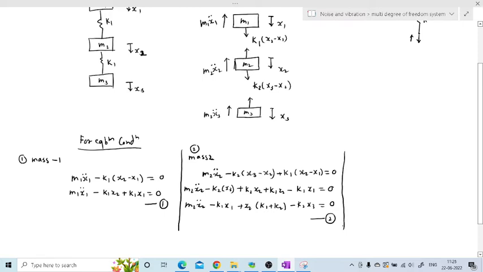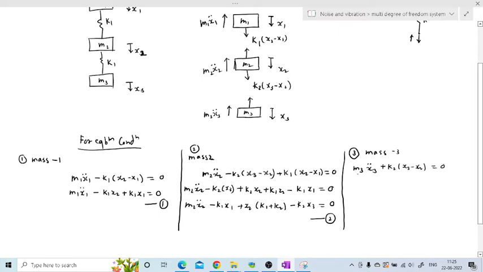Now similarly write for mass 3. So the third equation for mass 3. So I'll write for this mass 3, just see here, m3 x3 double dot, which is upward, and this upward force is positive, k2 times (x3 minus x2), will be equal to 0.